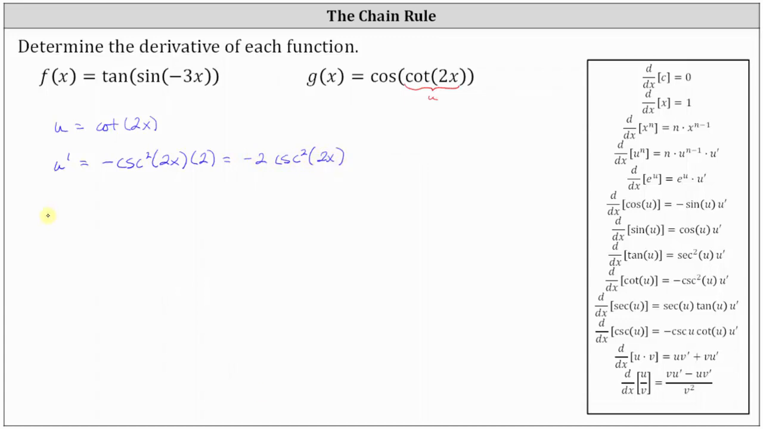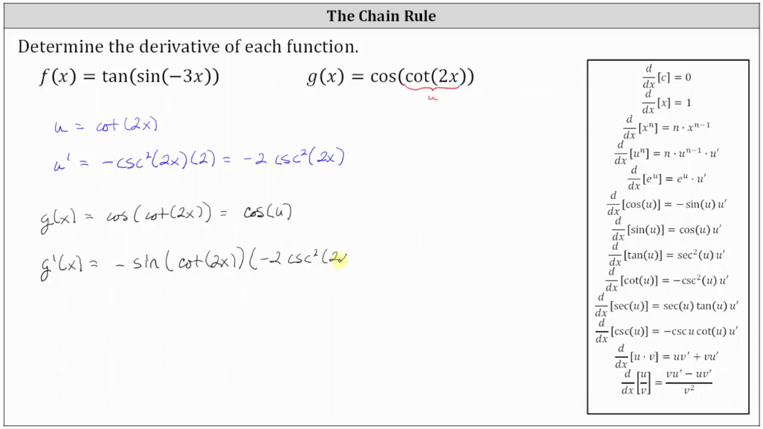So again, we are given g of x equals cosine of cotangent of 2x. But because we let cotangent 2x equal u, we could think of g of x as just cosine u. And the derivative of cosine u with respect to x is negative sine u times u prime, and therefore g prime of x is equal to negative sine u, which is negative sine of cotangent 2x, and then times u prime, where u prime is negative 2 cosecant squared 2x.